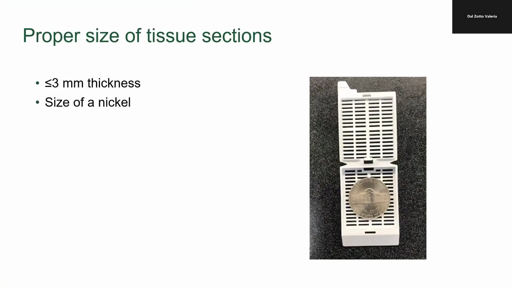Your sections must be no more than 3 millimeters in thickness, and of the size of a nickel. This is a basic understanding of the size of your sections. You cannot fill the entire cassette with the piece of tissue, because the fluids during processing need to run around the tissue. So the size of the specimen that you put inside the cassette is about the size of a nickel. Make sure that you leave about 2 millimeters on each side of the cassette.